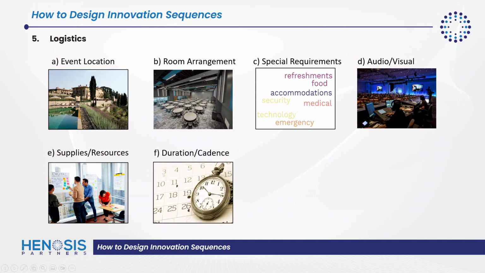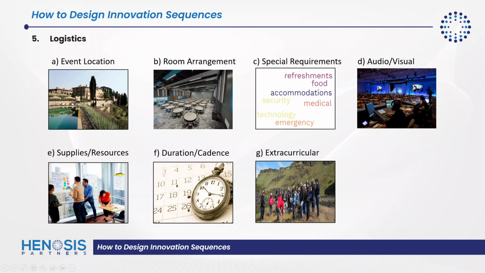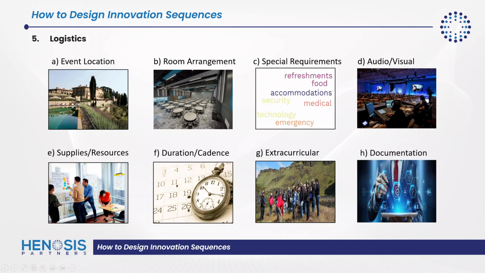Next, you need to consider the duration and cadence of your event. Will your event be a one-off exercise or part of a longer cascade over several weeks or months? You need to consider the extracurricular activities that you might schedule as part of your end-to-end innovation sequence. Scheduling field trips or site visits or having a team participate in a vision quest often requires making arrangements long in advance. And lastly, you need to consider the documentation needs of the event.